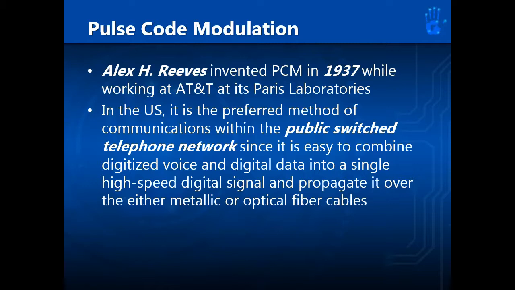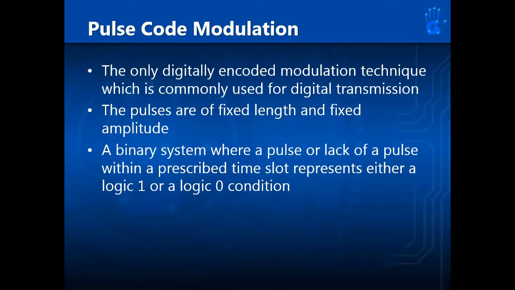Pulse code modulation. Alex H. Reeves invented PCM in 1937 while working at AT&T at its Paris laboratories. In the US, it is the preferred method of communications within the public switch telephone network, since it is easy to combine digitized voice and digital data into a single high-speed digital signal and propagate it over either metallic or optical fiber cables. Pulse code modulation is the only digitally encoded modulation technique which is commonly used for digital transmission.